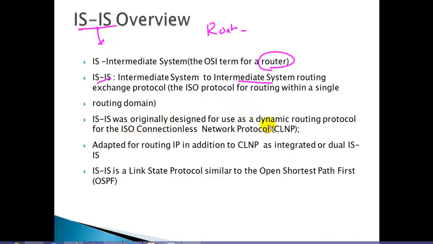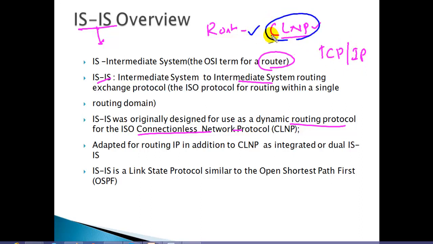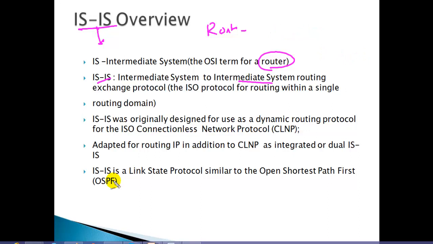IS-IS stands for Intermediate System to Intermediate System routing exchange protocol. It was originally designed as a dynamic routing protocol for the Connectionless Network Protocol, which is one protocol inside your OSI. So it was initially designed to run over the CLNP protocol. Now it has been modified to support TCP/IP also. It's a link state protocol similar to your OSPF, and there are no major differences between them, but there are some similarities as well as some variations when we compare OSPF and IS-IS.